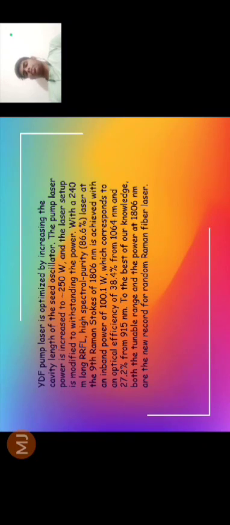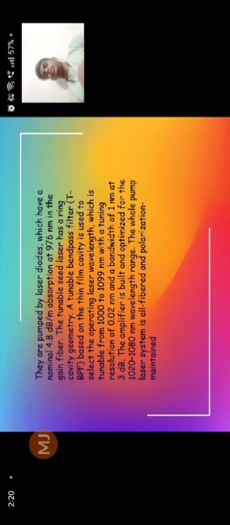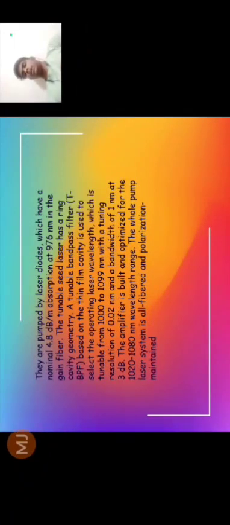To the best of our knowledge, both the tunable range and the power at 1806 nanometers are new records for the random Raman fiber laser. They are pumped by laser diodes which have a nominal 4.8 decibel per meter absorption at 1976 nanometers in the gain fiber. The tunable seed laser has a ring cavity geometry, and a tunable bandpass filter based on a thin film filter is used to select the operating laser wavelength, which is tunable from 1000 to 1099 nanometers with a tuning resolution of 0.02 nanometer and a bandwidth of 1 nanometer at 3 decibels.